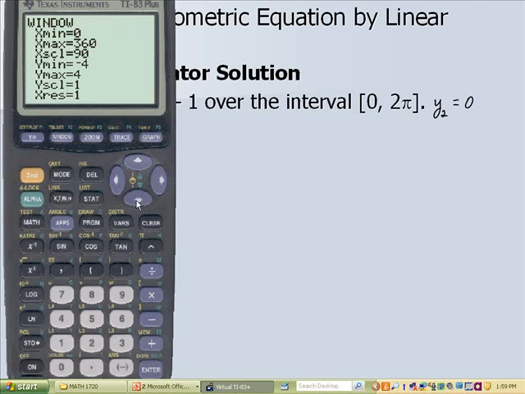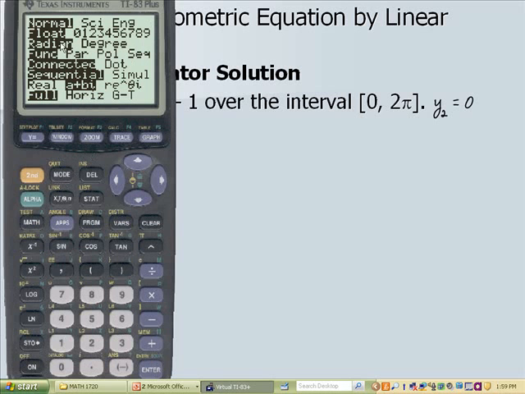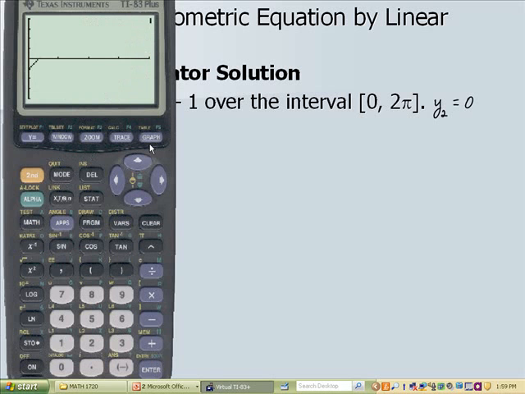So let's change our window. We're going to go from 0 to 2 pi, and we'll go at an interval of pi over 2 on our scale, and we'll leave our y values the same. Now let's also make sure we're in radian mode, and we hit graph. If your graph looks funny, if it doesn't look like this, then you may be in degree mode. So our two answers will be here and here.